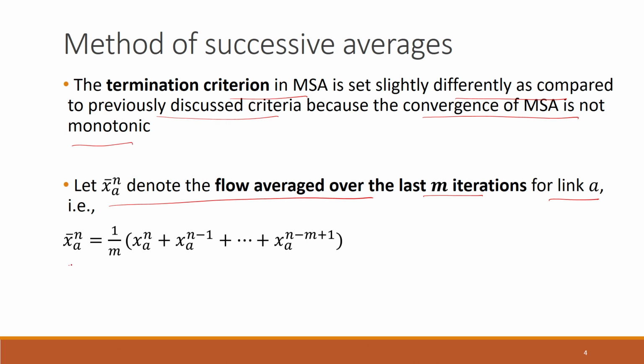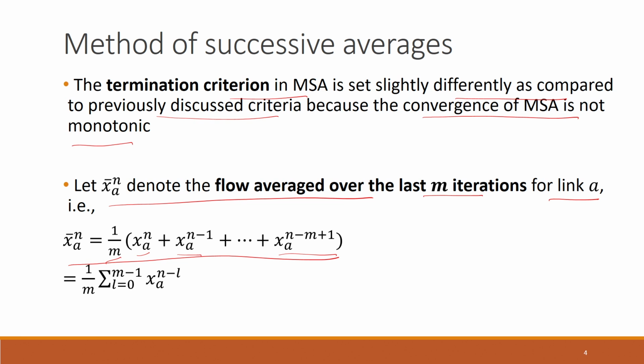This is the expression for determining the flow averaged over the last m iterations for a given link A. Here you can see that there is 1 by m because we are considering the last m iterations. This is the flow in that link in the last iteration considered so far, that is the nth iteration, then this is the flow in link A at iteration n minus 1, and so on, until the iteration n minus m plus 1.